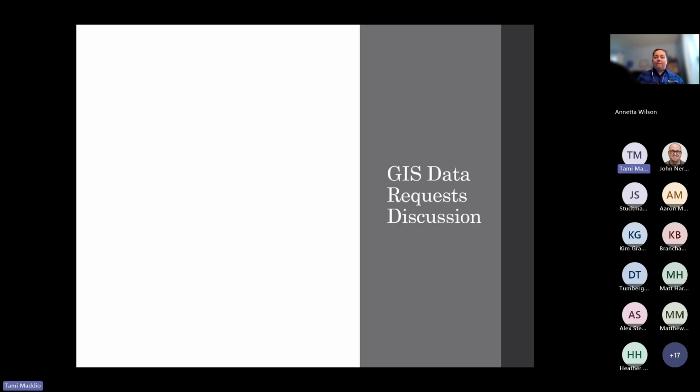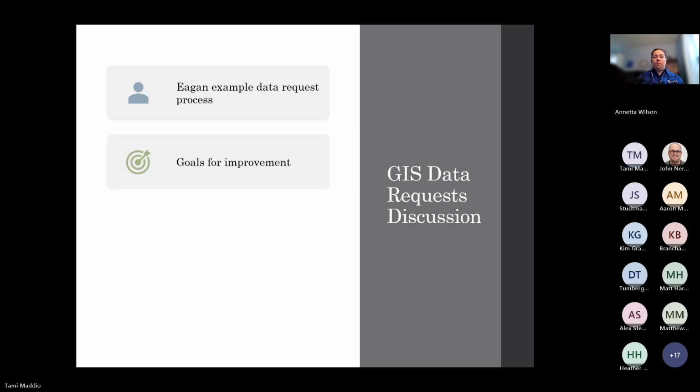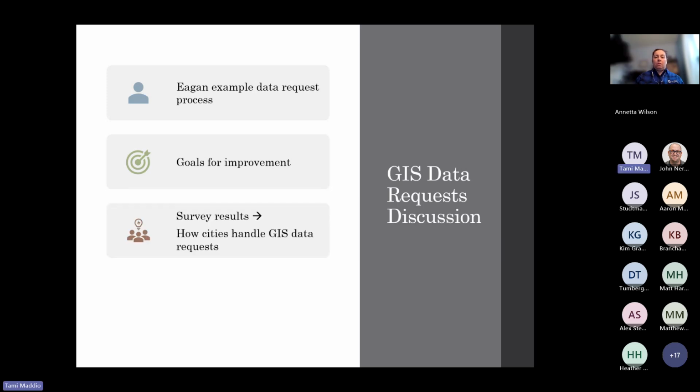So how I set this up today is I'll give an example of what we do in Eagan to process data requests and some of the goals that we have for improving that process. And then we can take a look at the survey results in depth as we want to, and how all of you are handling your processes, and then have an open discussion about what we're all doing and any improvement ideas out there.